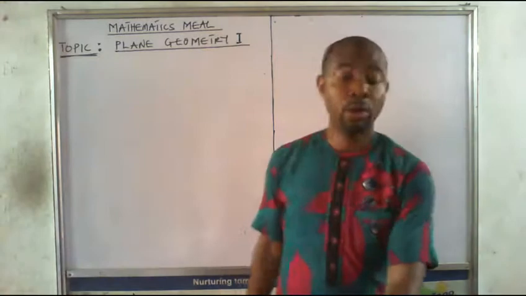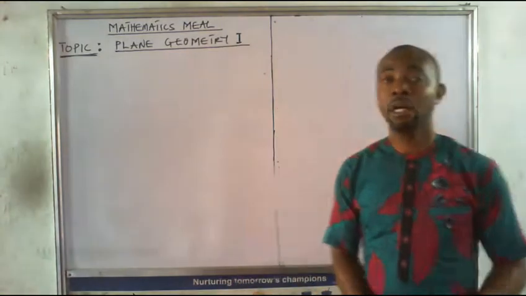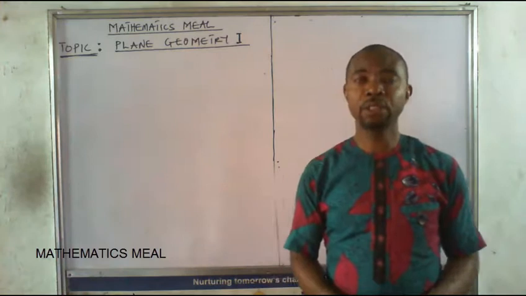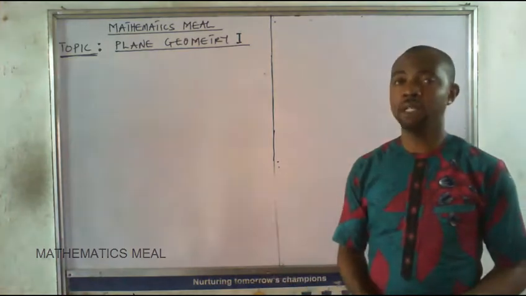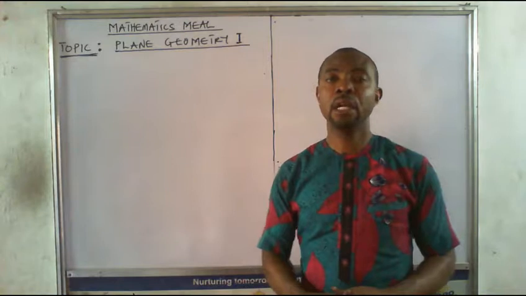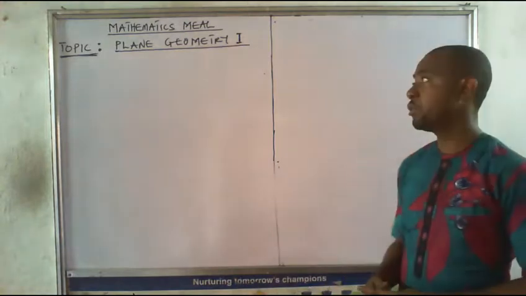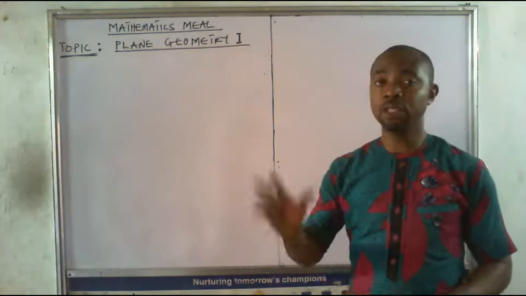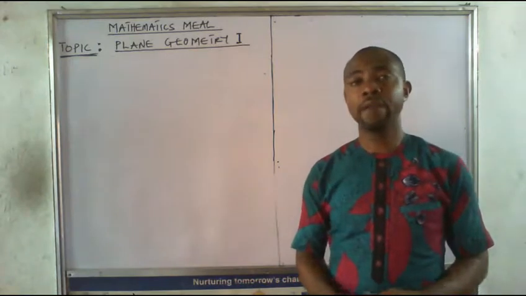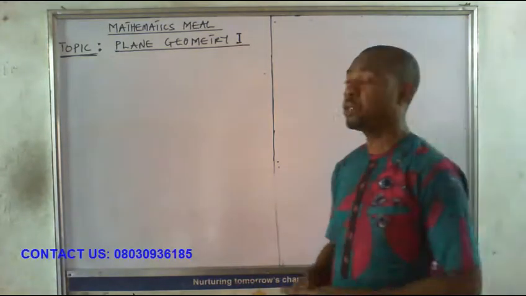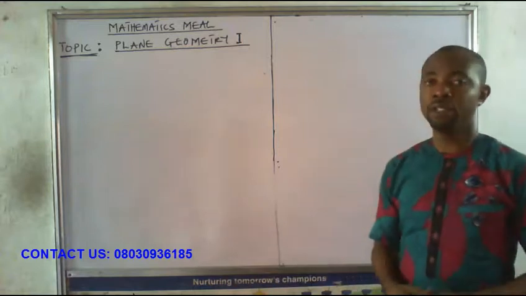All right, welcome once again to our mathematics class. We are still on plane geometry 1, and so far we have looked at the meaning of geometry, and we have also looked at straight lines and the different forms of straight lines. Now, today we are going to move to the next objective, which is angles and types of angles. That's what we are going to consider briefly today.